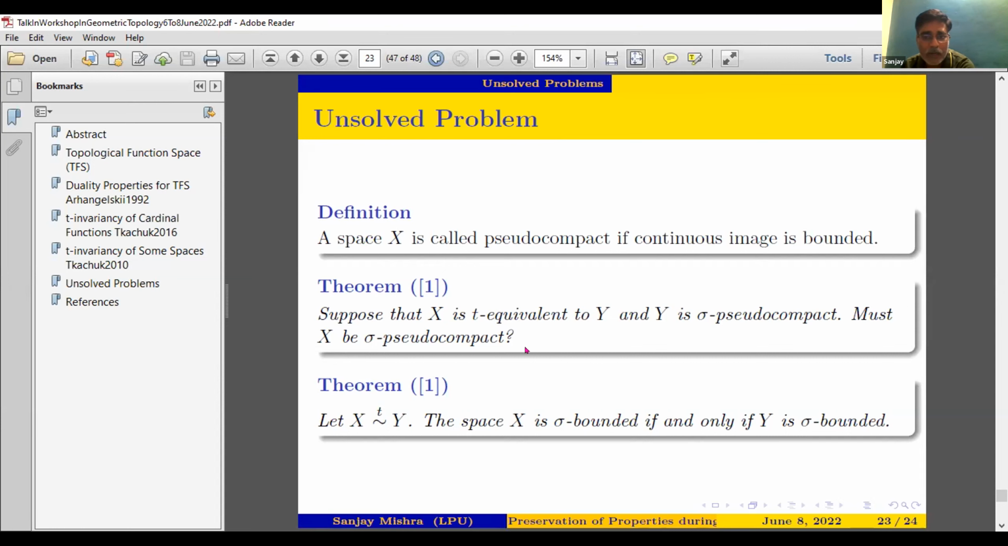So finally, we discussed some important properties in T-invariance. One thing is that here we consider only the weakest topology on C(X), the topology of pointwise convergence. The same problem we can generalize: if we consider a finer topology, either the topology of compact convergence, the fine topology, or some other recently introduced topology, then how does T-invariance behave?